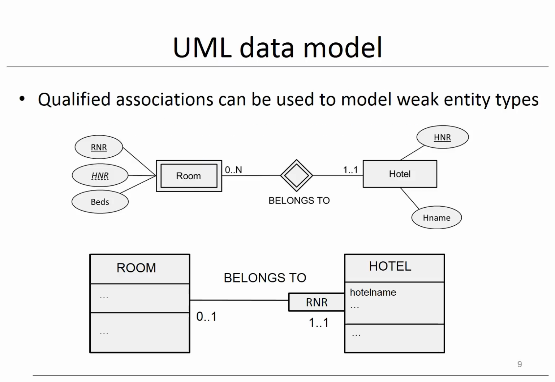Qualified associations can be used to represent weak entity types. Here, you can see our earlier example of room as a weak entity type being existence dependent from hotel. In the UML model, we can define room number as a qualifier or index key. In other words, a hotel combined with a given room number corresponds to 0 or 1 rooms, whereas a room always belongs to one hotel.